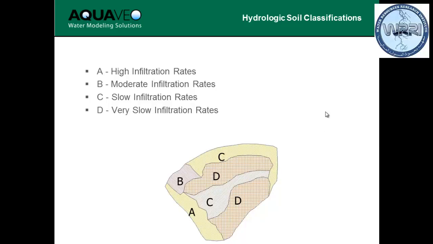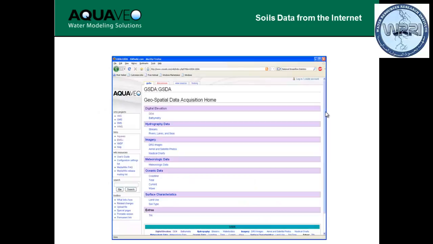There's an attribute for a soil coverage called the hydrologic soil group. And there are 4 different hydrologic soil groups. Soil group A is for high infiltration rate. Soil group D is for very low infiltration rates. So high infiltration rates would be sand or gravel. Low infiltration rates are clay. Clay usually has low infiltration rates.